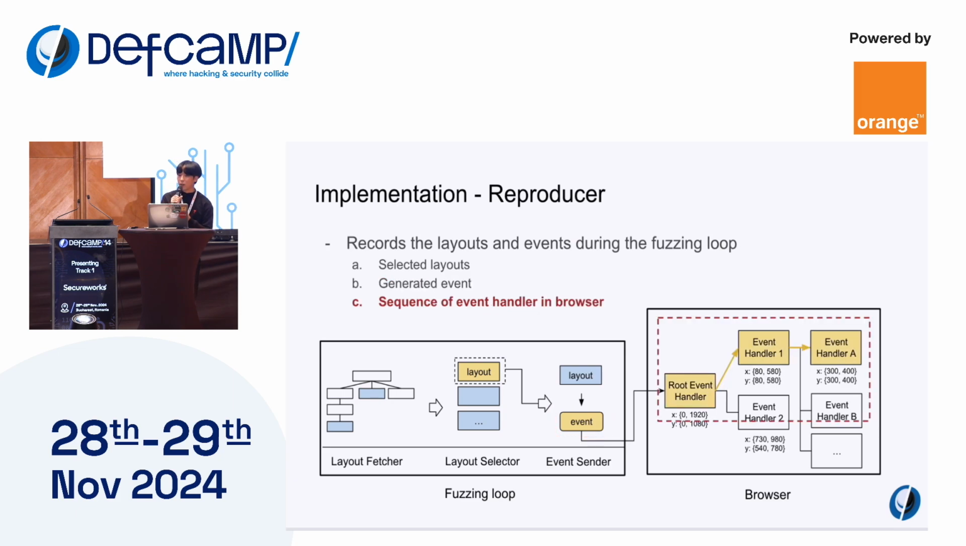We are also recording the sequence of event handlers in the browser. Event handling generally starts with a bigger layout and moves to smaller ones. So we record the entire process of handling. To make this possible, we added code to the browser's event handling code. This lets us see exactly which handlers are involved and in what order. Okay, so that's the recording part of the fuzzing loop. Now let's dive into how the reproducer works.